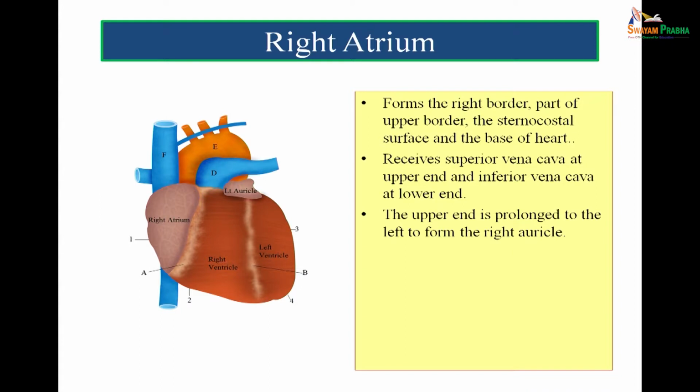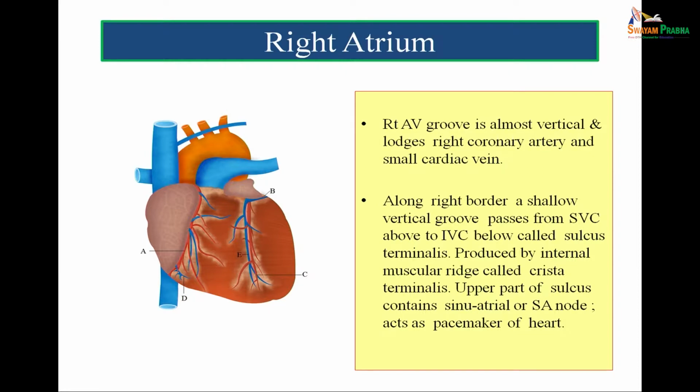Now, again we see here the anterior or sternocostal surface of the human heart. The anterior surface, I repeat once again, is formed by the right atrium, right ventricle, left ventricle and left auricle. So, we do not say that the anterior surface is formed by the left atrium, because the left atrium is lying posteriorly. The right atrioventricular groove is almost vertical and lodges the right coronary artery and small cardiac vein. Here we can see on the right side there is an atrioventricular groove marked by A. In it the red structure is the right coronary artery and the blue structure is the small cardiac vein.